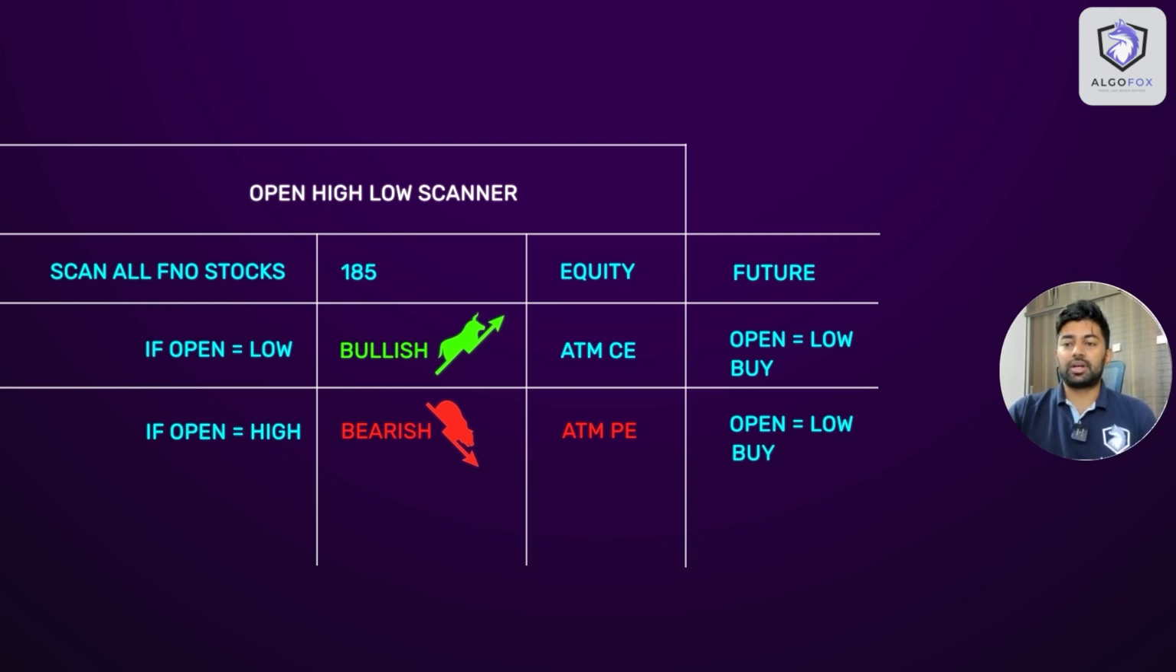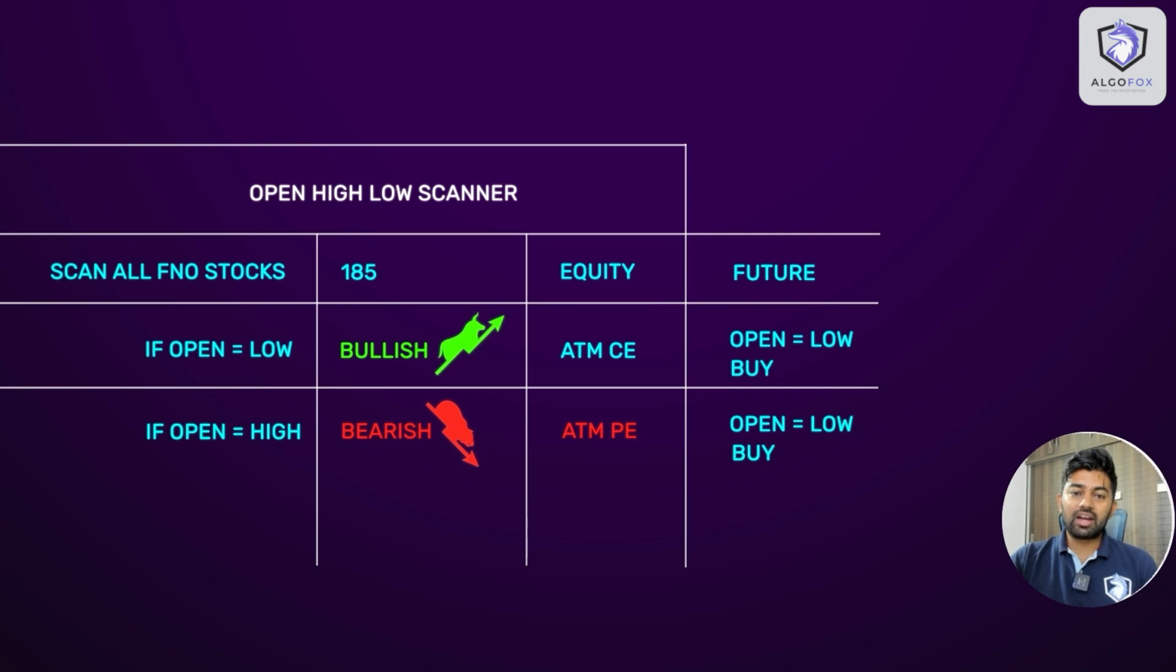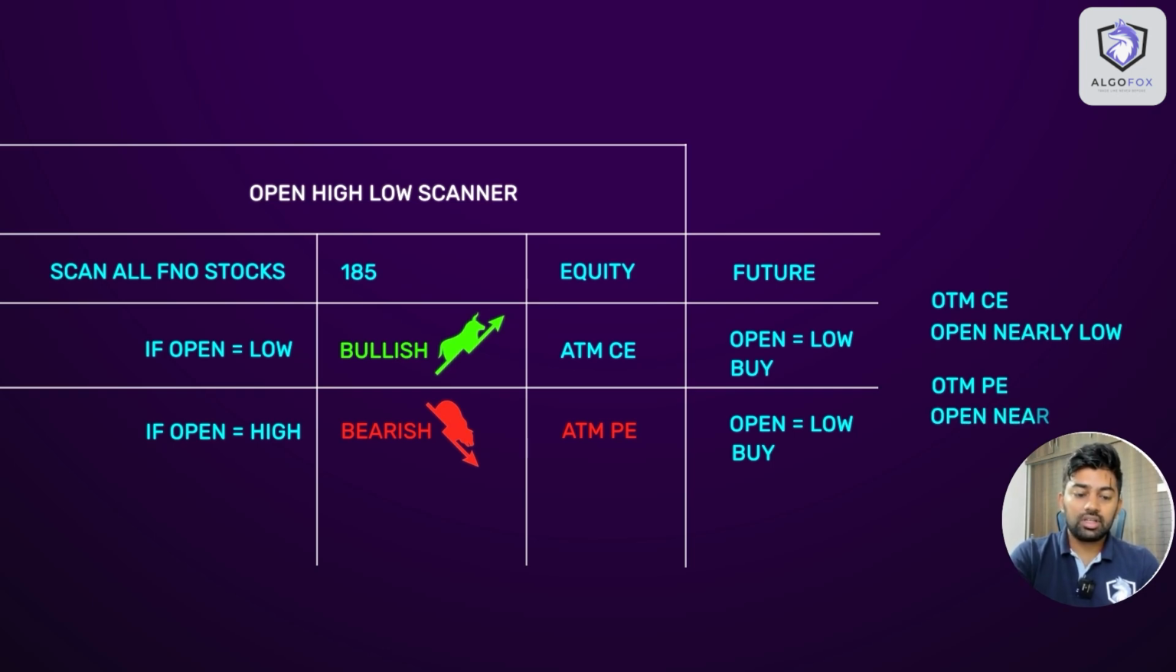Also, to add a buffer, apart from ATM, we see an OTM trade too. We see one more OTM trade where open should be nearly equal to low. In the case of open equal to low, we will talk about the OTM call, and in case of open equal to high, we'll talk about the OTM put. That should also have open nearly equal to low. That means there is very big strength in the entire option chain, which will take the market towards the upside.